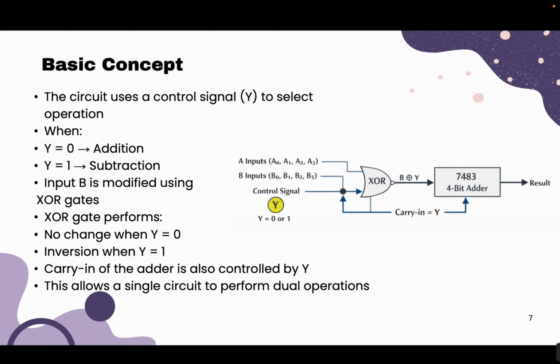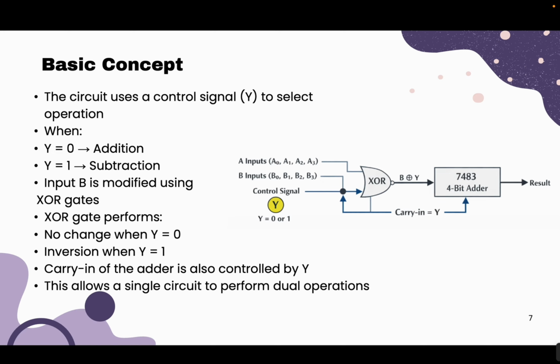Now the component that makes this possible is the XOR gate. Every bit of input B is passed through an XOR gate along with the control signal Y, and here is what the XOR gate does. When Y equals 0, the XOR gate output equals B, meaning B passes through completely unchanged. When Y equals 1, the XOR gate inverts every bit of B, flipping zeros to ones and ones to zeros.